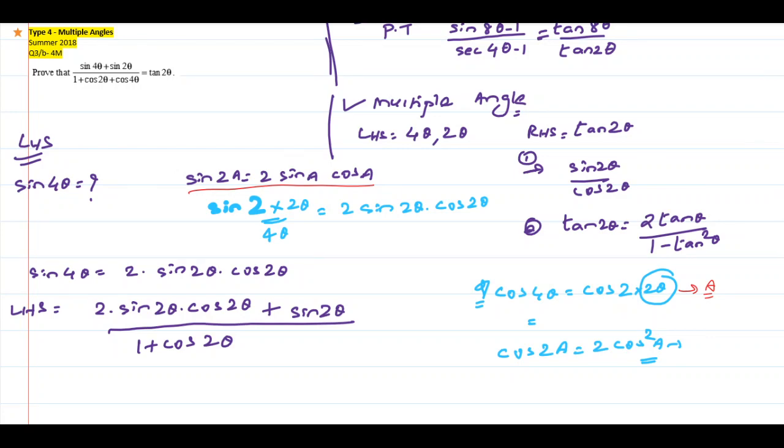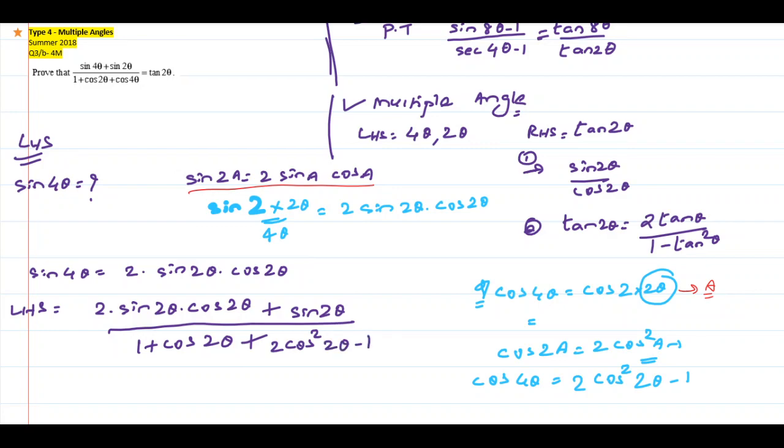So with that, if I keep on continuing, cos 4 theta will be 2 cos square, where my a is 2 theta, so 2 cos square 2 theta minus 1. I can write that down here, because I need to substitute for cos 4 theta. Cos 4 theta is equal to 2 cos square 2 theta minus 1.